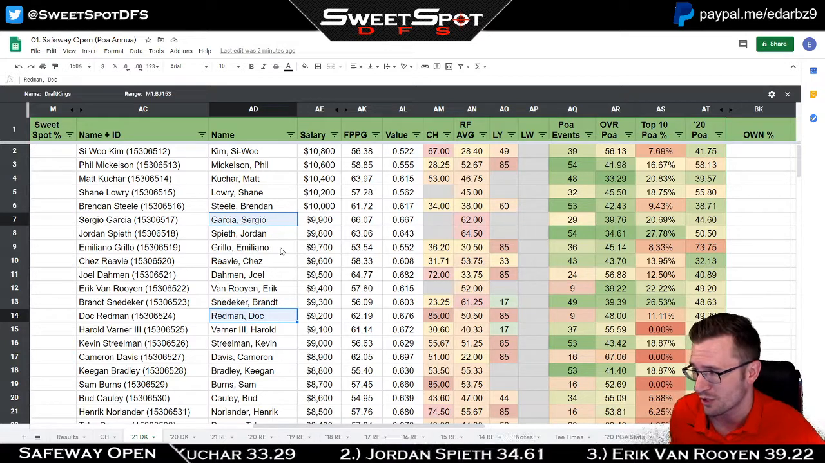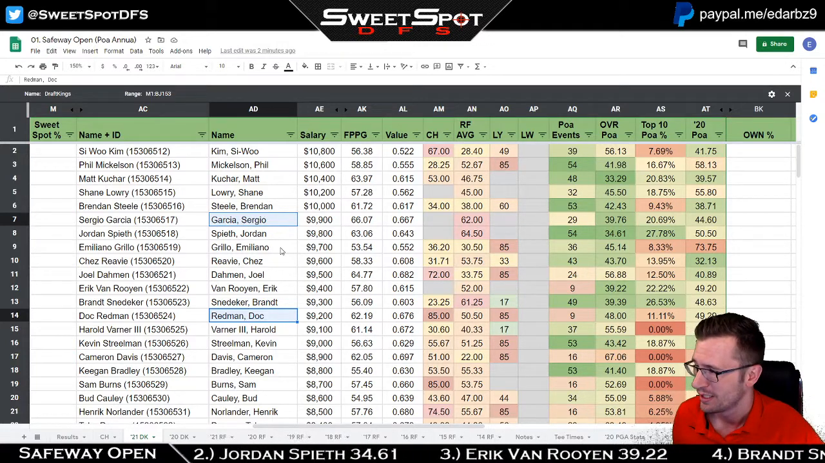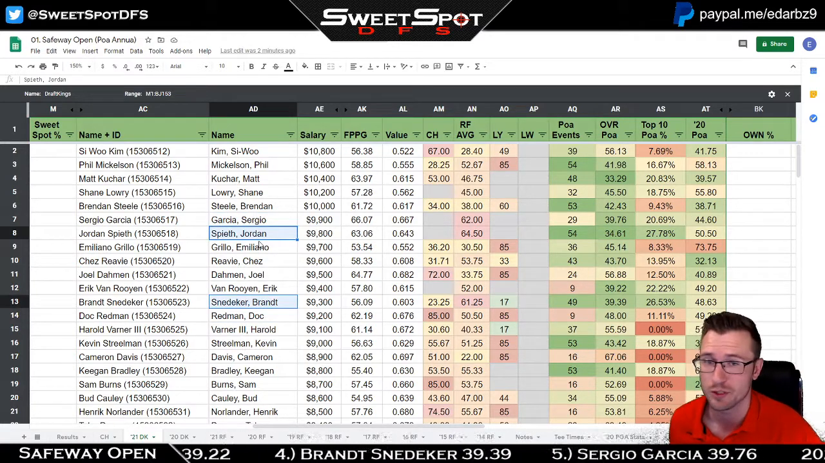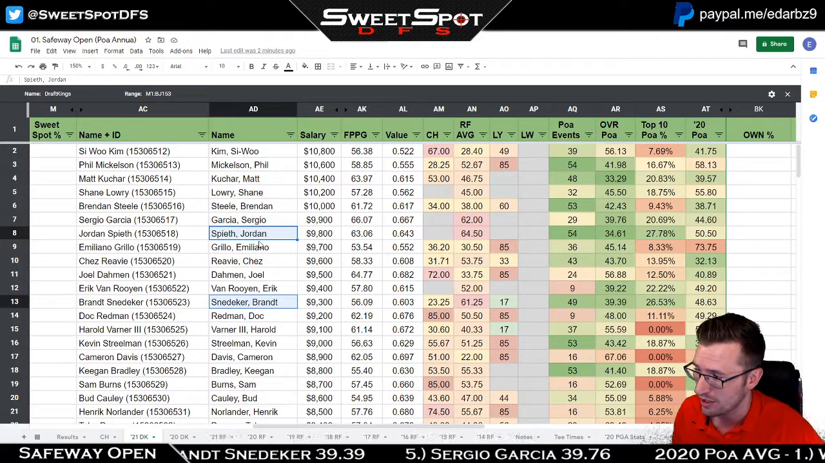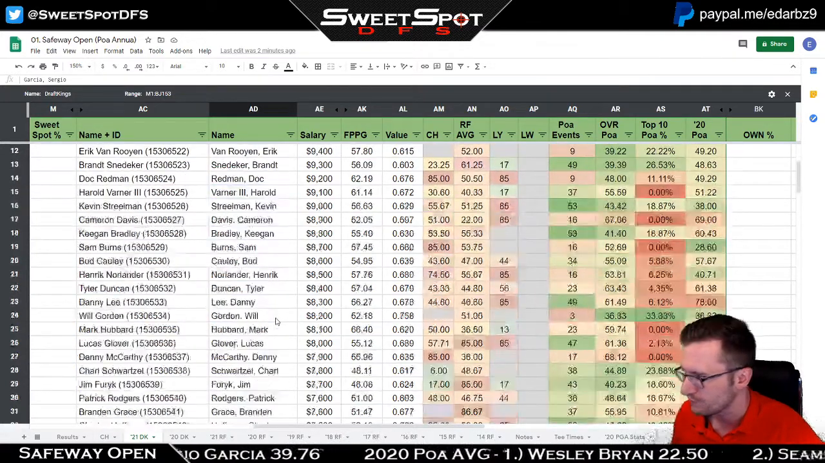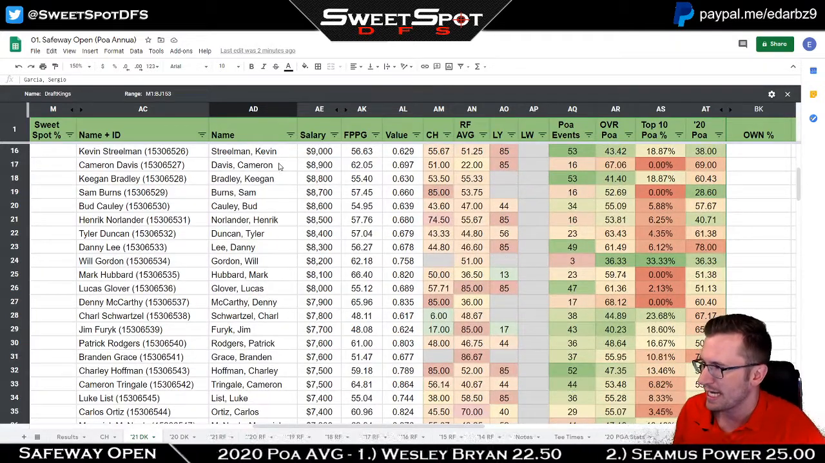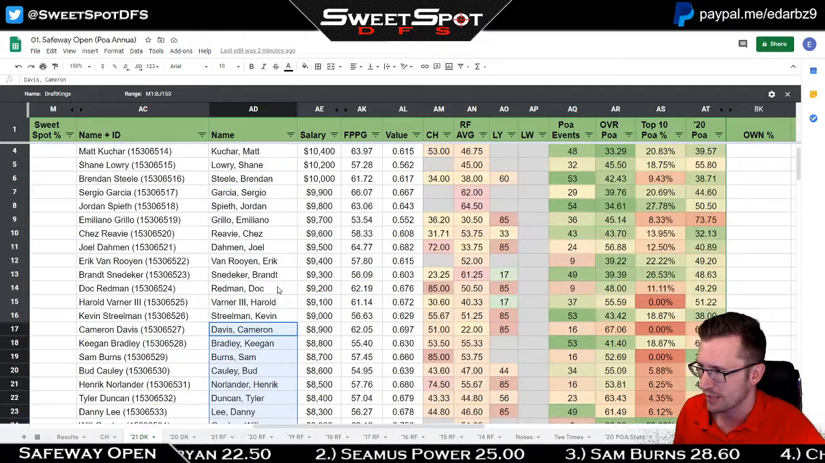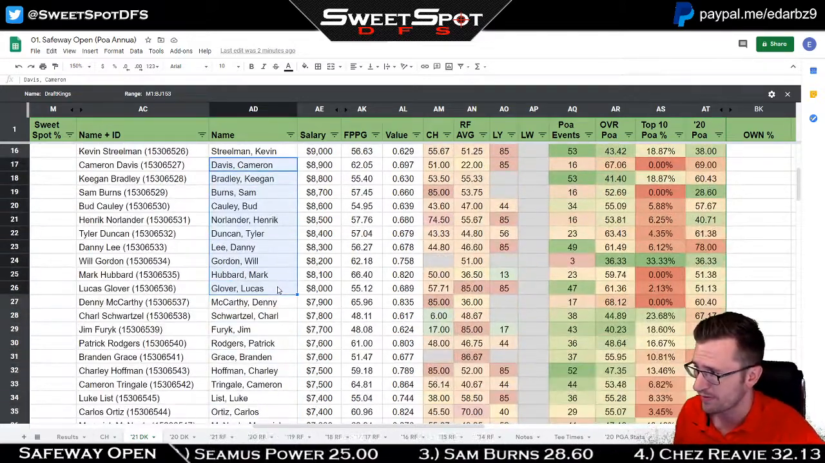Like him and Sergio, kind of the same type of golfer. I don't trust Brandt Snedeker enough, and I can't get there with Jordan Spieth at $9,800. So I think it's between Doc Redman and Sergio. I'm going with Sergio. Going to the 8K range, pretty small 8K range considering looking at the 9K range. That's one of the bigger 9K ranges I've ever seen.